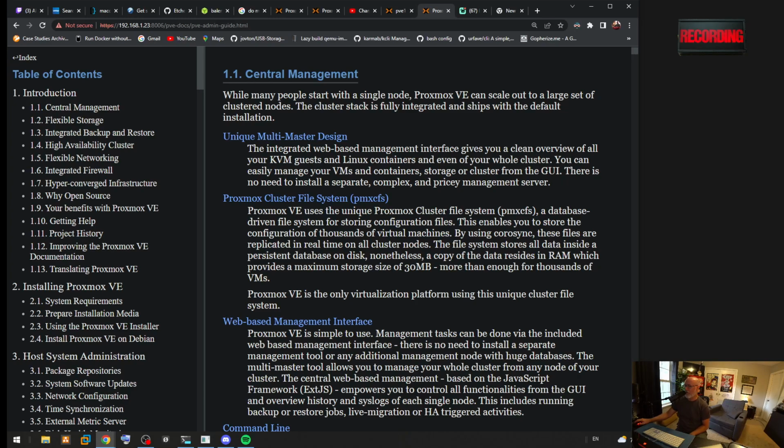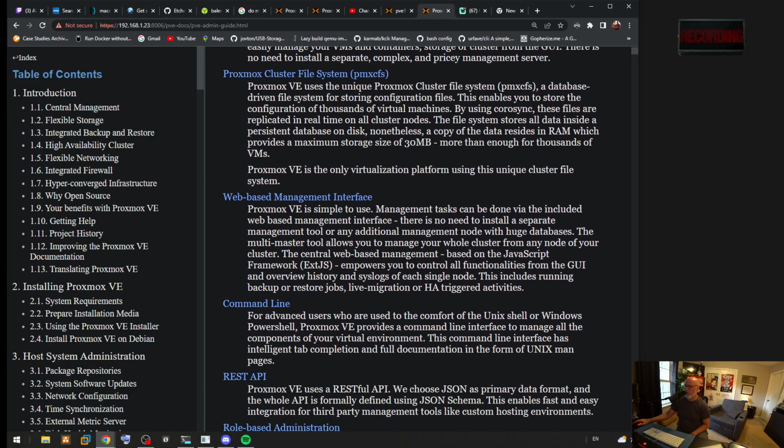The file system stores all data in a persistent database on disk. Which disk, though? I want to know that because, yeah, I'll keep reading.